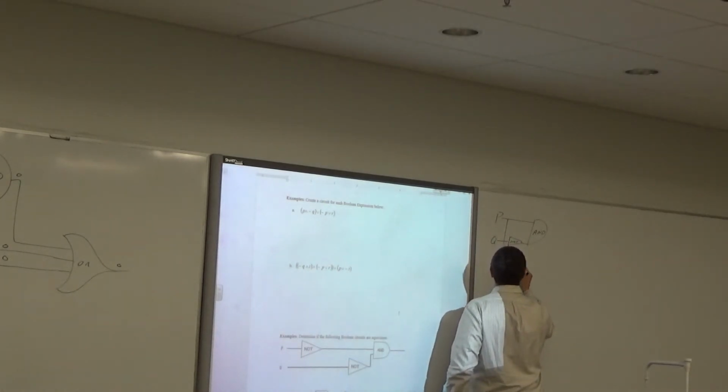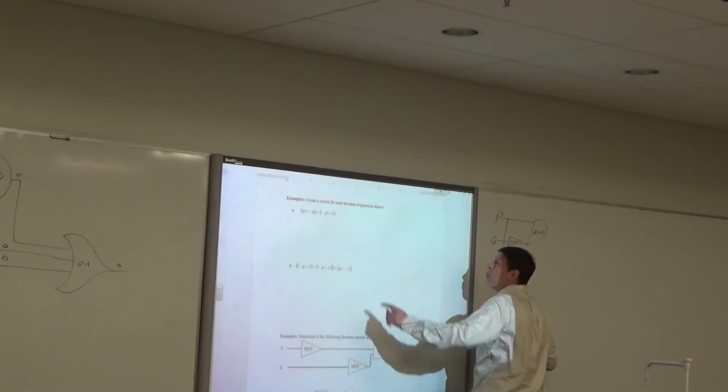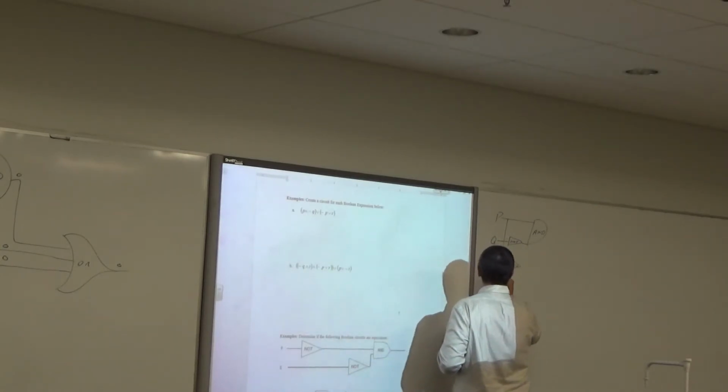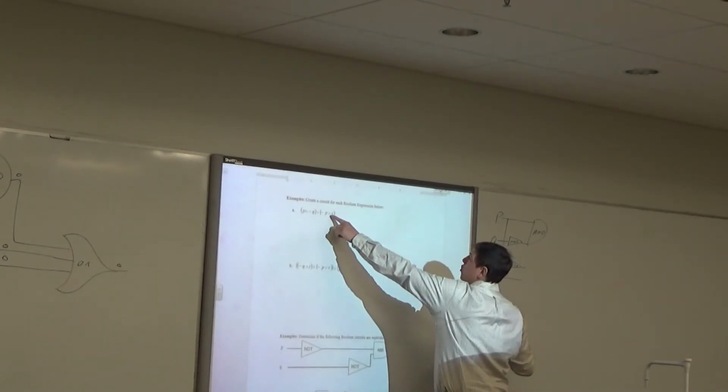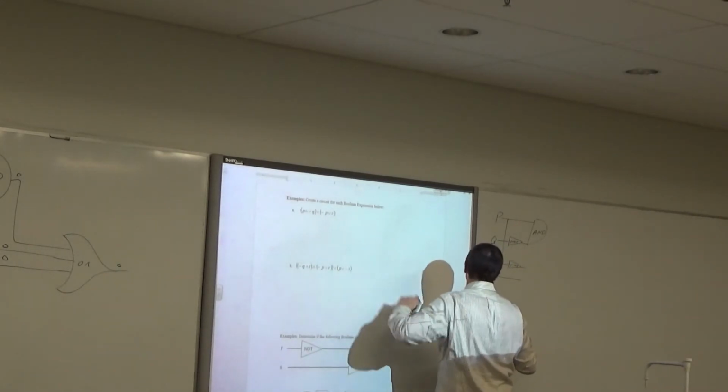I'm going to make it a not. And then I'm going to introduce a new wire, which I'm going to call R. Okay. Those are supposed to be connected with a logic gate of OR.